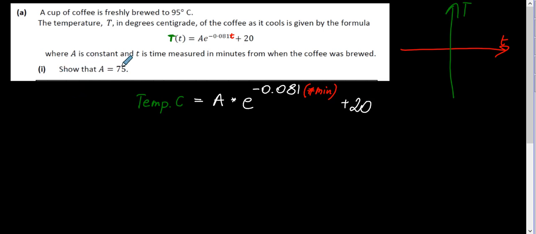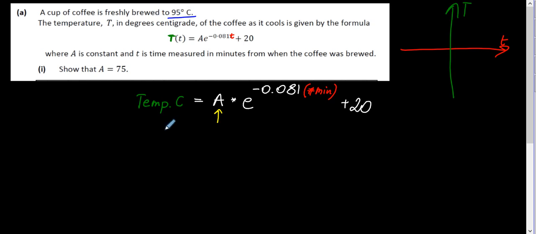As I've told you, show that A is 75. First thing, basically, they are saying, well, find the value of A. So if they are telling us to find the value of A, that means they must have given us some information that has to do with number of minutes and temperature at that number of minutes. So what information have they given us in the beginning of the question? They said here, 95 Celsius. That's the temperature. At what time after coffee was brewed do we have that 95? Well, it is at brewing time.